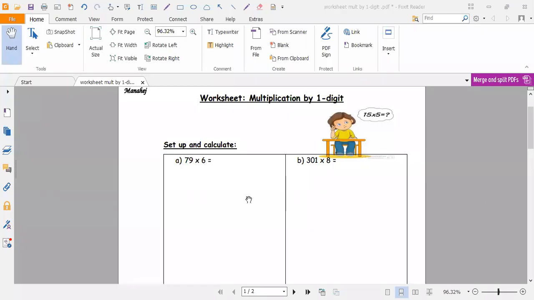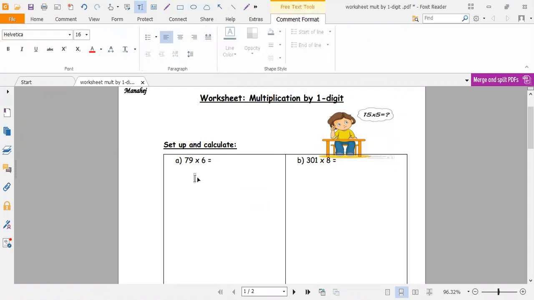Hello, today we will do this worksheet, multiply by one digit, set up and calculate. Part A, 79 times 6. What we do first, we set up the numbers. 79 times 6. We set up the numbers.